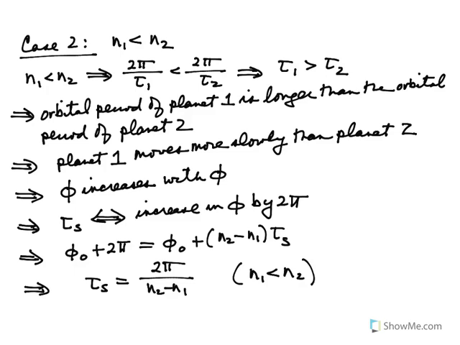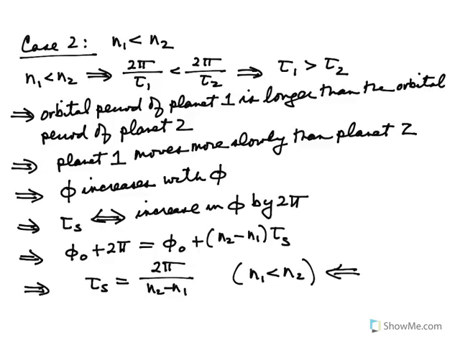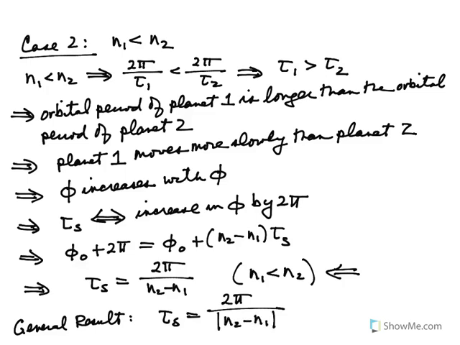So now let's look at these two results. So let's look at this last result right here with this arrow, and let's look at this result right here, which I've now labeled with this arrow. You can see that in both cases, in the first case, n1 is bigger than n2, so n1 minus n2 is positive. In the second case, you see that n1 is less than n2, so n2 minus n1 is positive. So the general result for either case is that tau s has to equal 2 pi all divided by the absolute value of n2 minus n1.